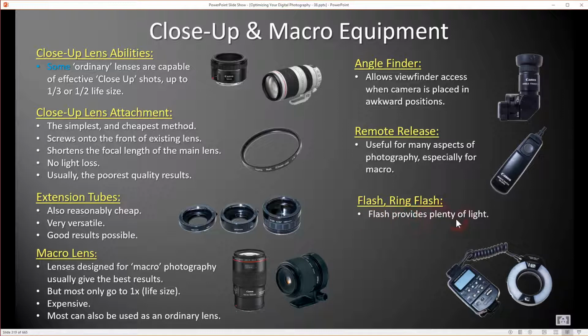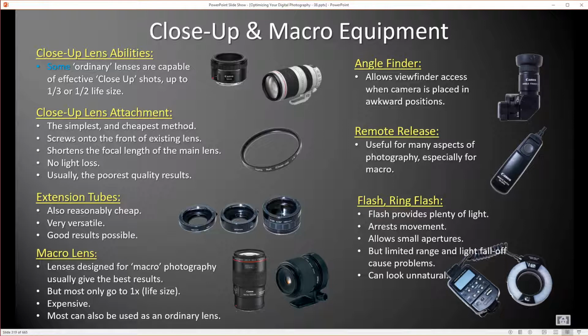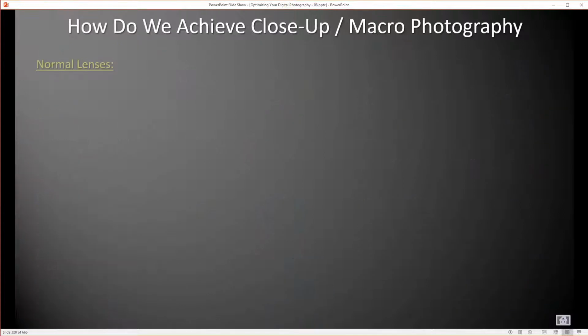The flash provides plenty of light, it arrests movement, and it allows for small apertures to be used on your lenses. But because of the way the light falls off with distance, it can cause strange or very dark backgrounds, and illumination can be a problem with your images. It can look unnatural. It can also give you very bright specular highlights on insect chitin and things like that.